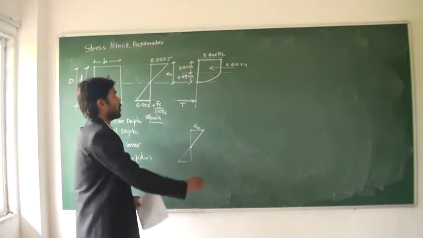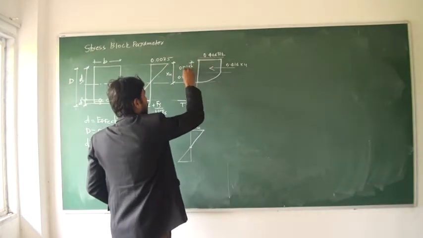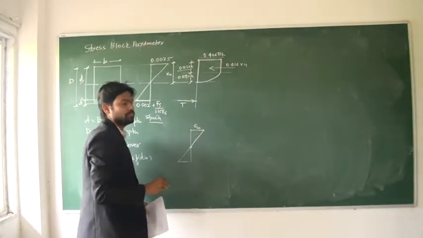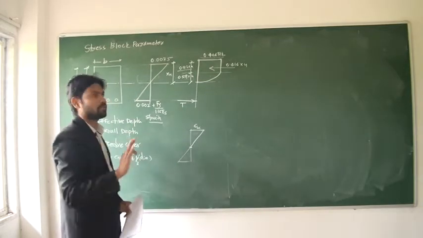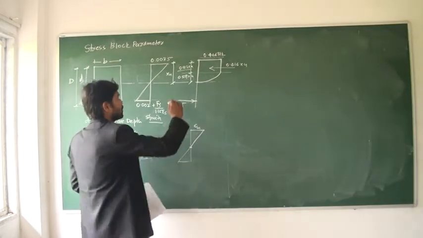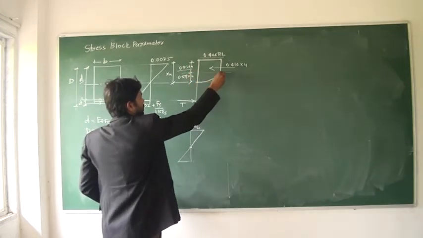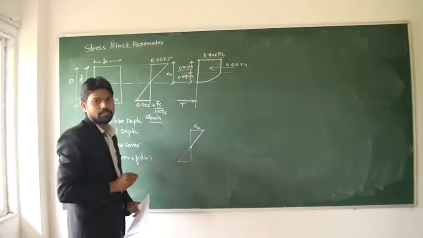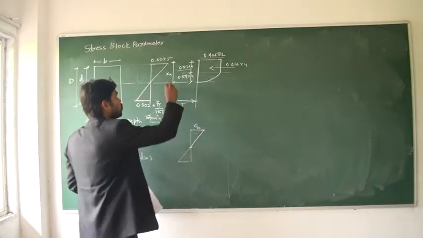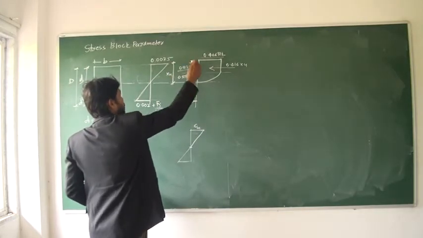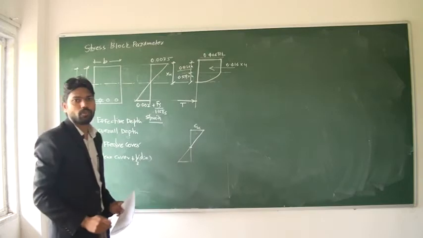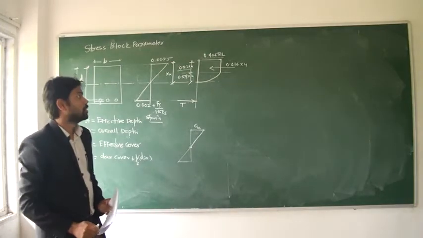Up to which depth is it constant? Up to 0.43 XU it is constant. Then below that, from 0.43 XU up to 0.57 XU, it takes a parabolic shape. What is XU? XU is the depth of the neutral axis from the top.